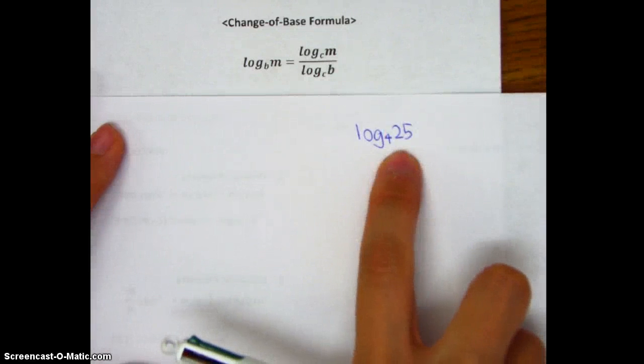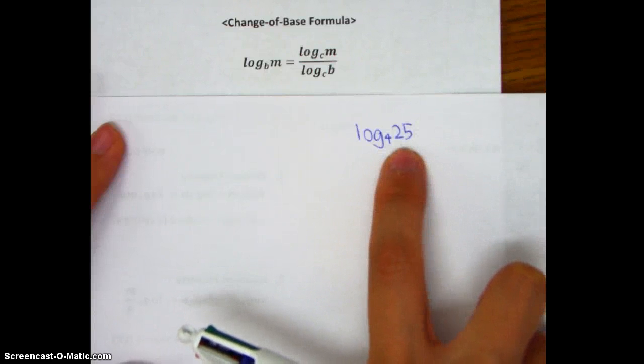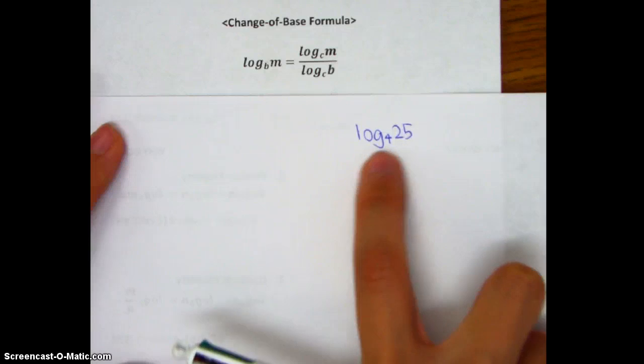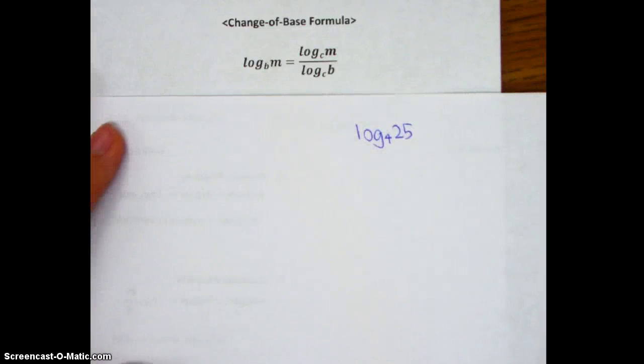This value is not a whole number because 4 to any whole number power is not equal to 25. But we want to get some idea of how big or small that number is. So we want to get the approximation. So we try to use a calculator.